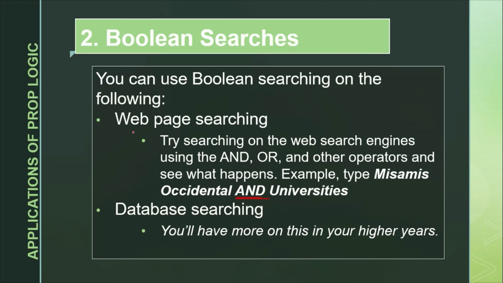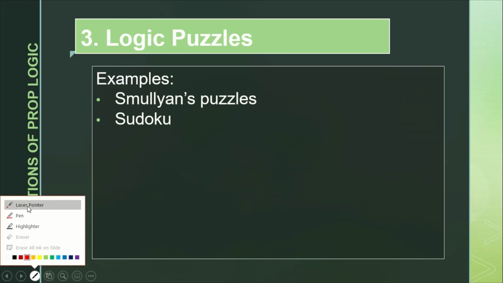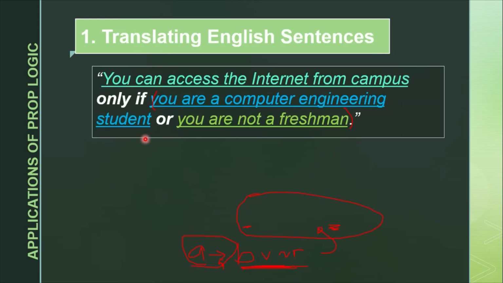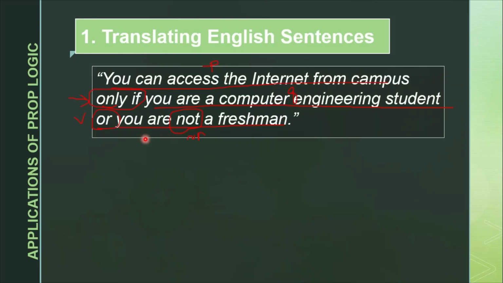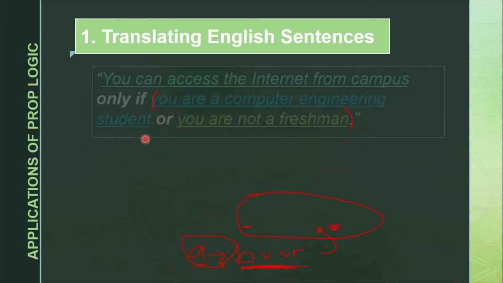That's web page searching. Web page searching is just searching a database. The database is the storage wherein you store all of your data. Another is the logic puzzle. We have the Smullyan's puzzle, which was our activity earlier, and the last one is Sudoku. I forgot to provide an example for logic circuits. We will have a different discussion for logic circuits, which will be one of the lessons in logic.